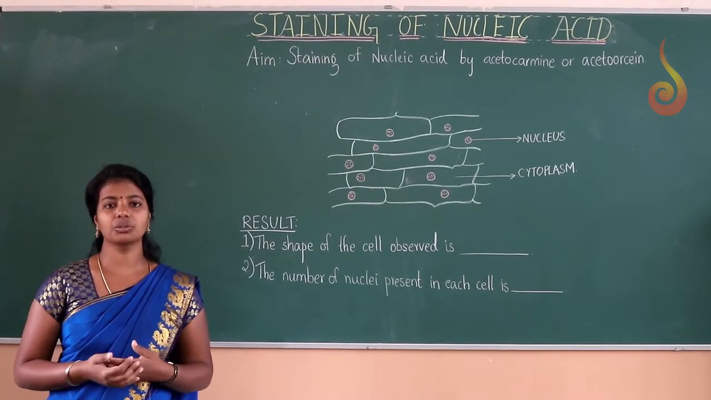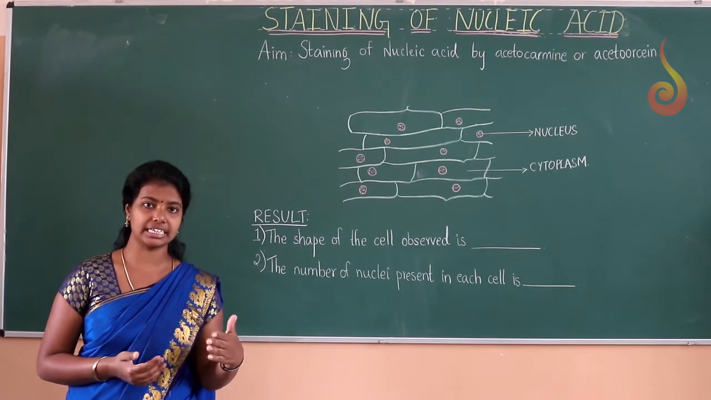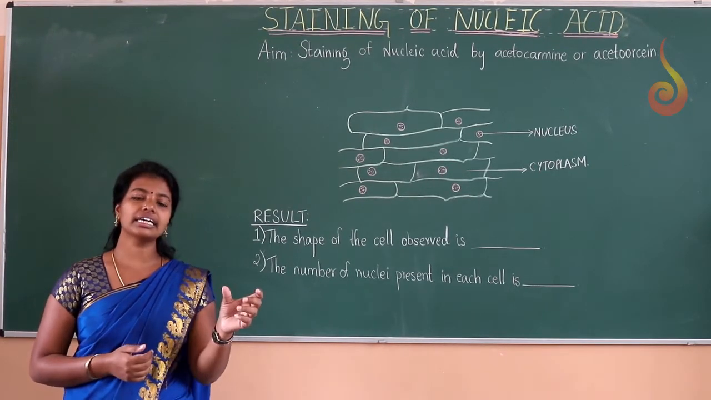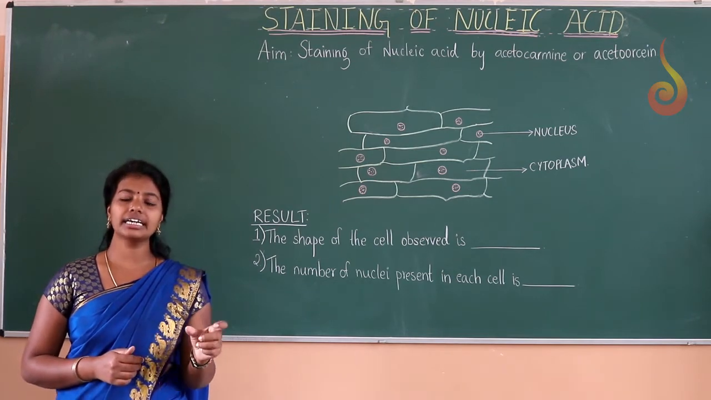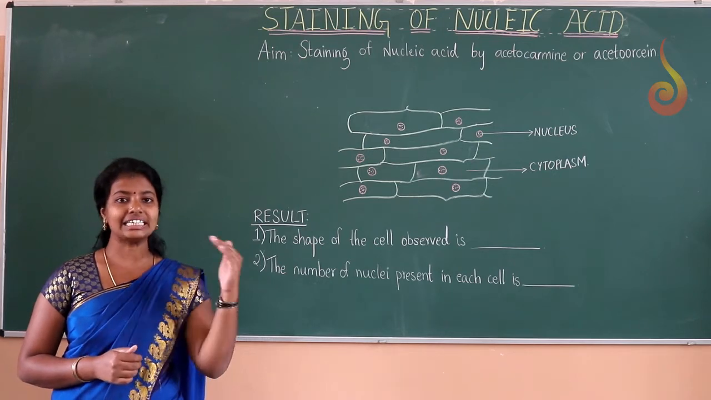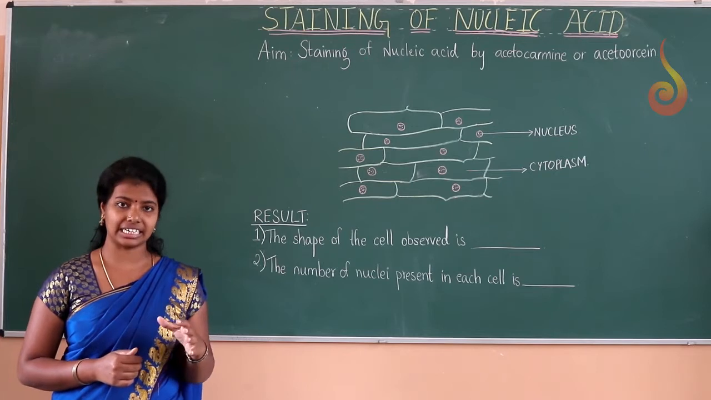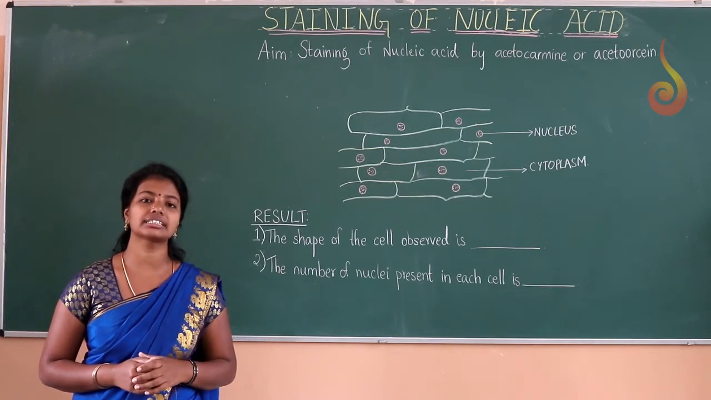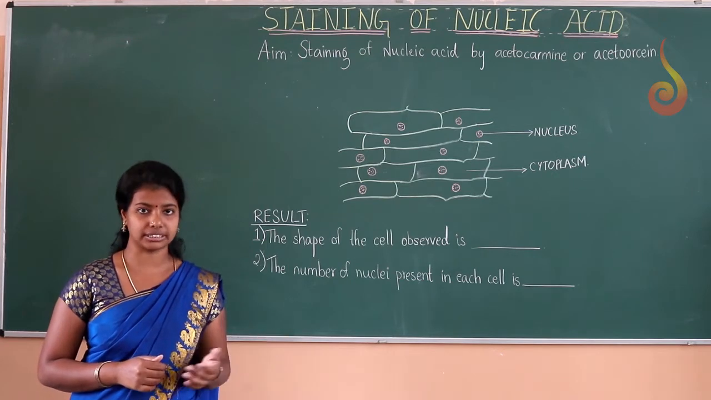So we all know that nucleic acids are of two types, DNA and RNA. DNA is present within the nucleus of a cell and DNA is organized into chromatin. So to see DNA, that is in turn the chromatin, we are going to use a stain. Here the stain we are using is acetocarmine or we can also use acetoorcein.